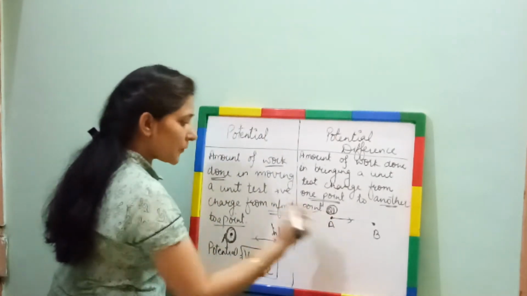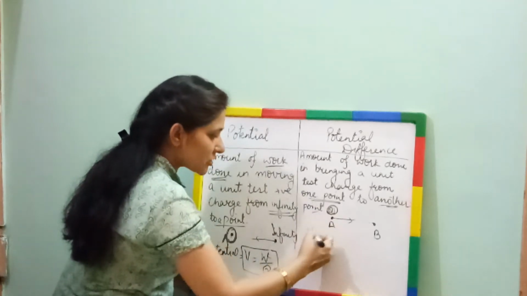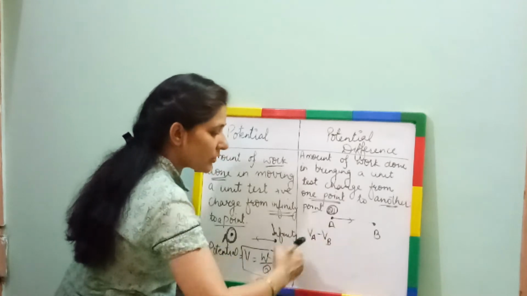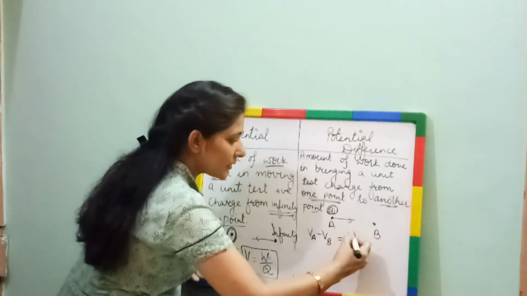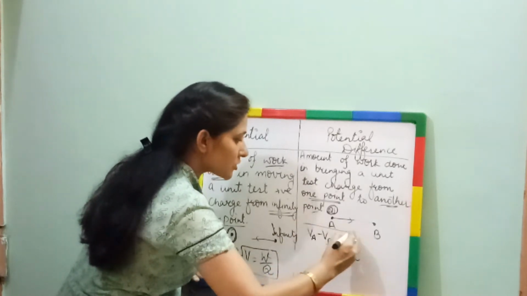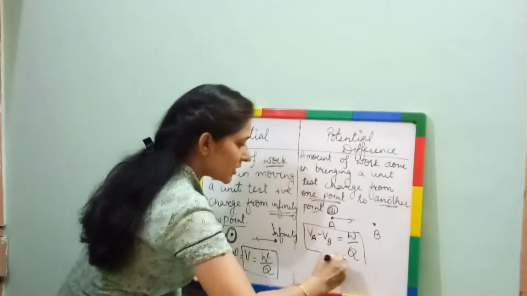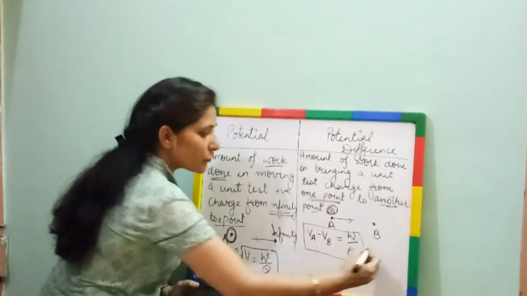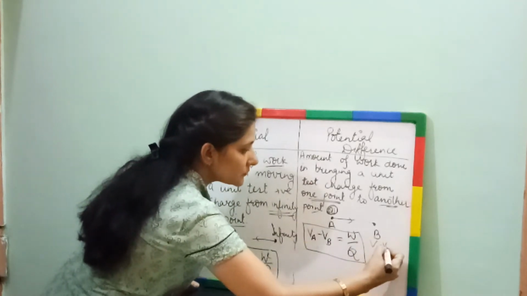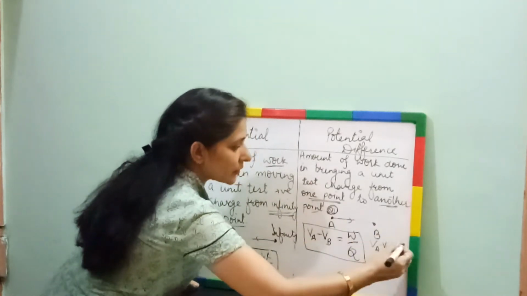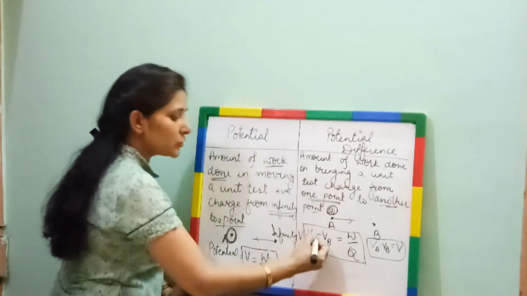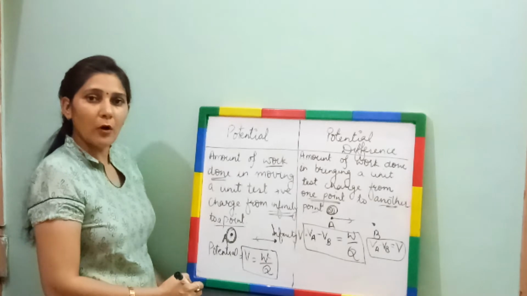Okay, so this potential difference can be written as potential at point A, suppose VA, potential at point B is suppose VB. That will be given as work done for this particular charge. So when we are talking about potential difference, that is VA minus VB is equal to W by Q, and this VA minus VB will be the total potential difference. So V is equal to VA minus VB is equal to W upon Q.